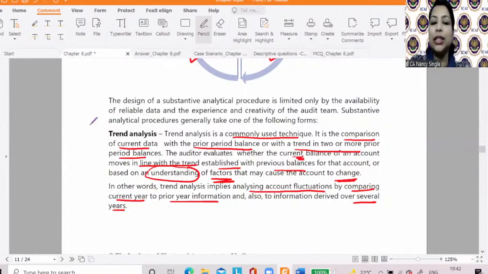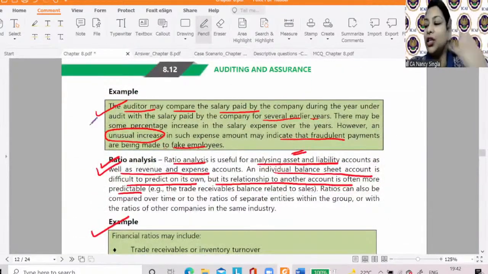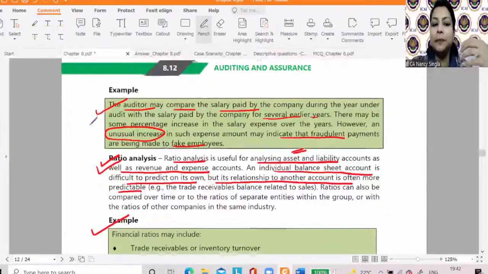सो ऑडिटर क्या करता है? ही इज एनालाइजिंग अकाउंट फ्लक्चुएशंस. कैसे? बाय कंपेयरिंग द करंट डेटा विद द प्रीवियस ईयर या सेवरल ईयर्स का. फॉर एग्जांपल अनयूजुअल इंक्रीज इन सैलरी है तो ऑडिटर विल सी कि व्हाट इज द रीजन. रेशियो एनालिसिस, एसेट लायबिलिटी इनकम एक्सपेंस सबके लिए आप रेशियो एनालिसिस अप्लाई कर सकते हो, बट देयर शुड बी अ रिलेशनशिप बिटवीन द डेटा, है ना.